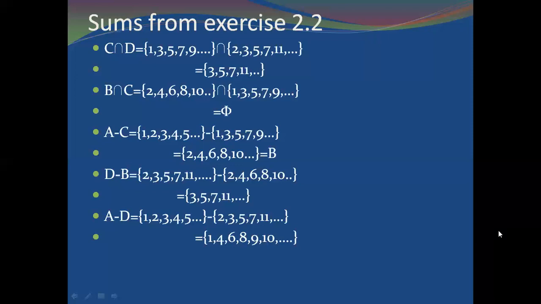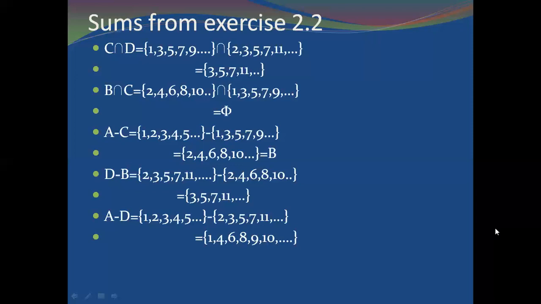Now A minus D. Set A again consists of all the natural numbers 1, 2, 3, 4, 5, etc. And set D consists of 2, 3, 5, 7, 11, etc., all prime numbers. The difference means you remove the common elements; you observe here that 2, 3, 5 and 11 are all common in both the sets. So remove those elements from set A. The leftover in set A are 1, 4, 6, 8, 9, 10, etc.